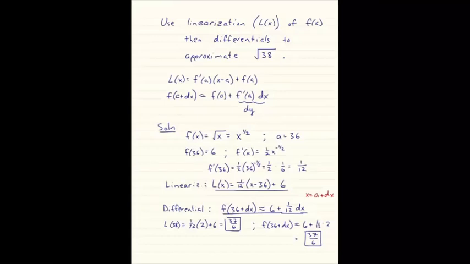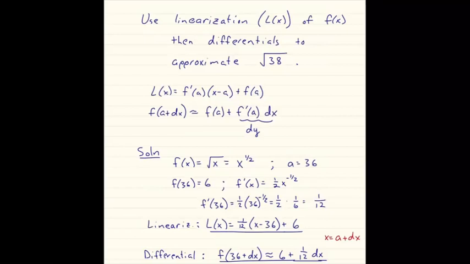So one last example. I won't go through all the details of it, but these notes will be posted and available in the annotated lectures folder, of course, so you could look through it if you needed to. This problem says use linearization, in other words, L of x of f of x, then differentials to approximate the square root of 38. So it's yet one more round of practice here.